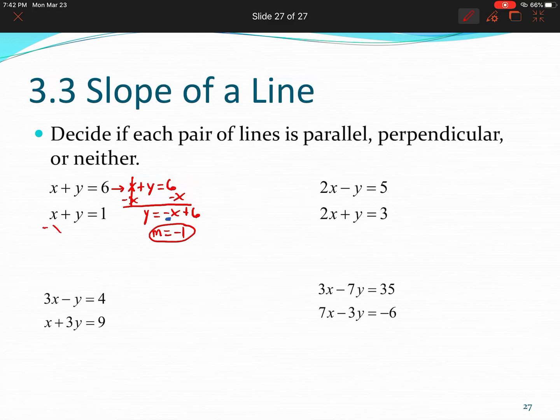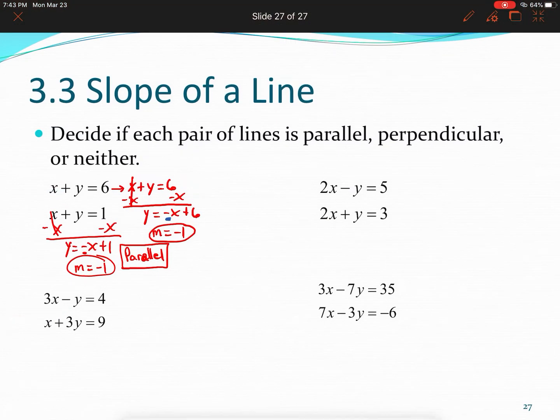Now, go to the other equation. Solve for y. So again, we're going to subtract x. And we're going to get y is equal to negative x plus 1. And so again, we've solved for y, so what's the slope? Again, it's that negative 1. So the question is, are these lines parallel, perpendicular, or neither? And the answer here, because they're the same slope, is that they must be parallel. Okay, so there's our answer for that set.